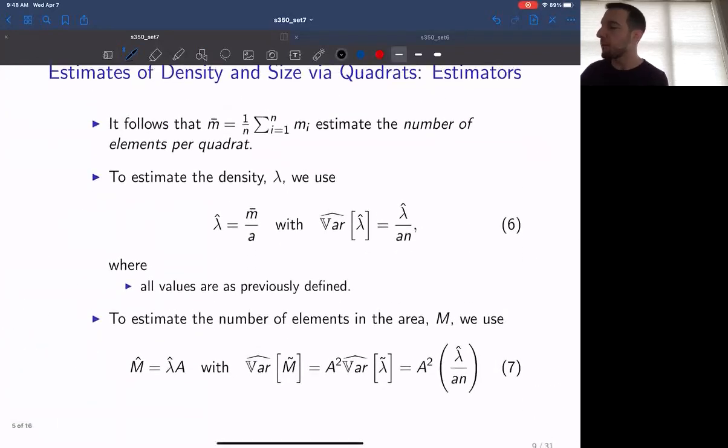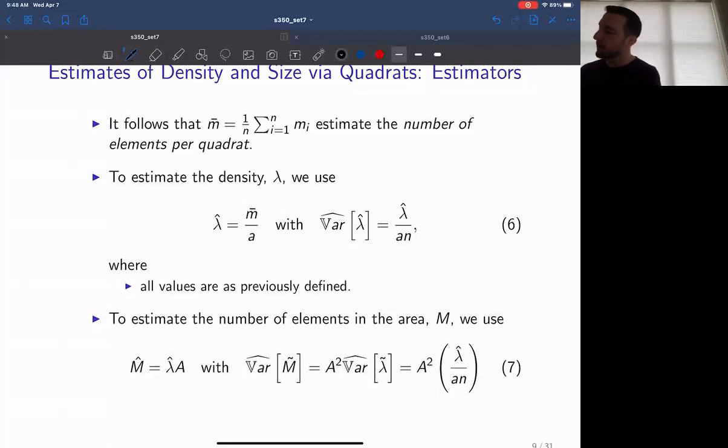Okay, so little m bar is going to be an estimate of the number of elements per quadrat. And we can use little m bar to estimate the true density of the area that we are studying. So lambda hat here is going to be the estimate of lambda, which again is essentially the density. So the number of elements per unit of area that we are studying. And this is going to be little m bar over A. So A is the area of each of the different quadrats, and little m bar is the average of the number of elements per quadrat across the sampled quadrats.